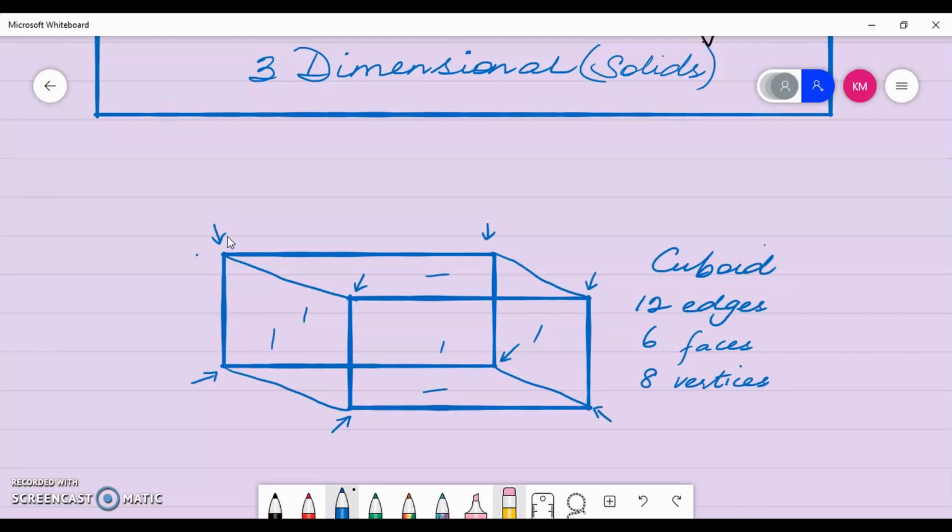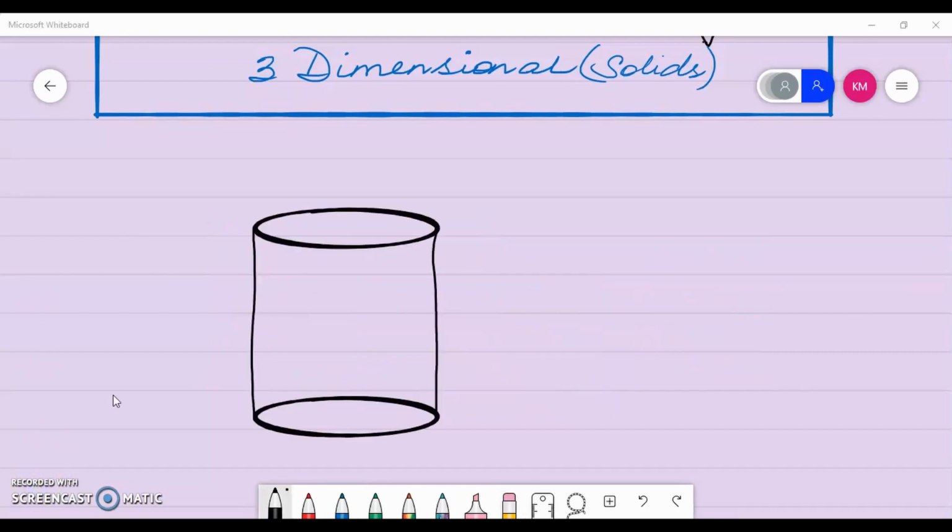Now, what is the difference between a cuboid and a cube? A cube has all square faces. A cuboid, however, has rectangular and square faces. Now, we can have a cuboid that has all rectangular faces. Let's move on to another solid. Now on to our third solid.